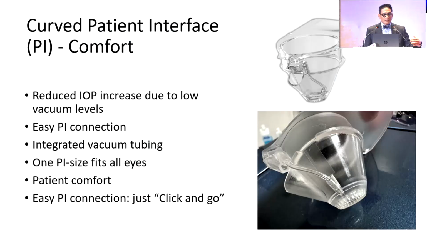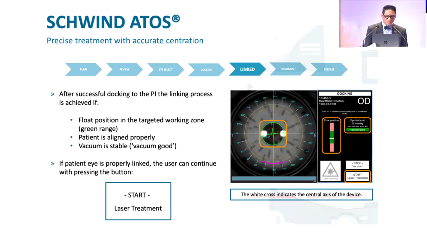The curved patient interface is also very comfortable for the patient. It reduces IOP due to low vacuum levels. It has a good ECPI connection. You just click and go in the machine, and one PI size fits all eyes. There's no need for two types of patient interface, and of course, there's patient comfort.